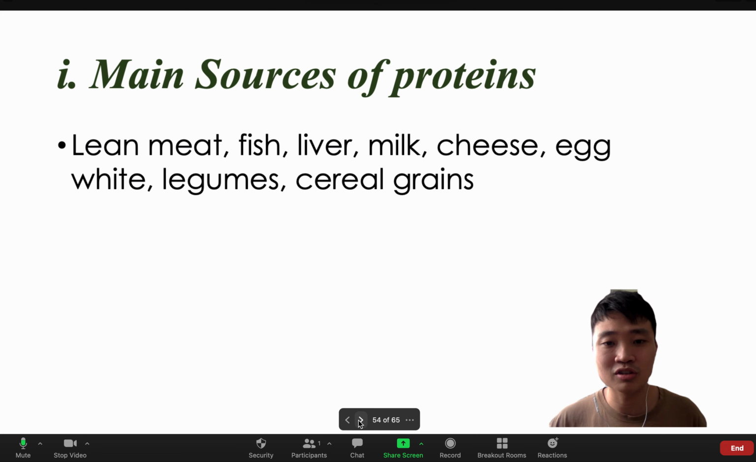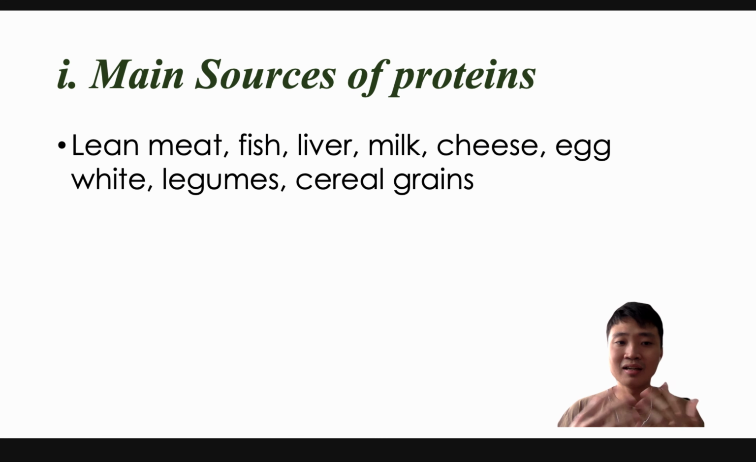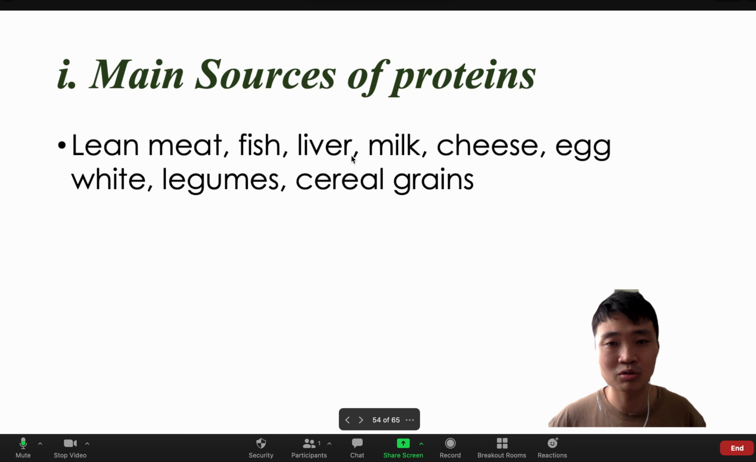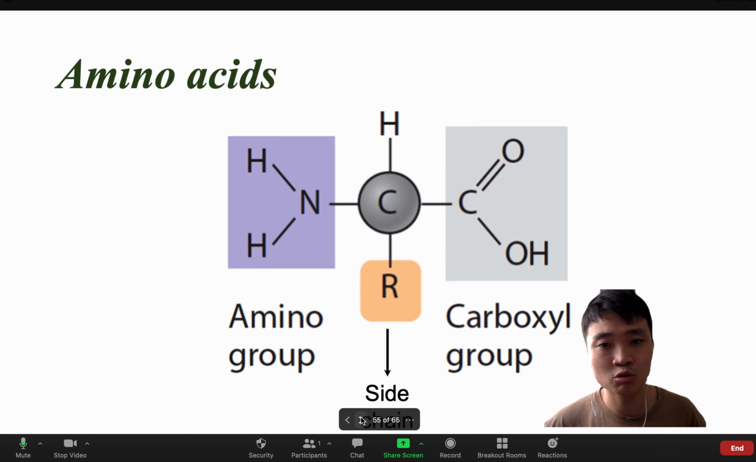Now, the main sources of protein, I think by now you all would know. Where can we get proteins from? From meat, so your lean meat, fish, liver, milk, cheese, egg, egg white. All these things you are able to get protein from. So I won't dwell on this too long here.